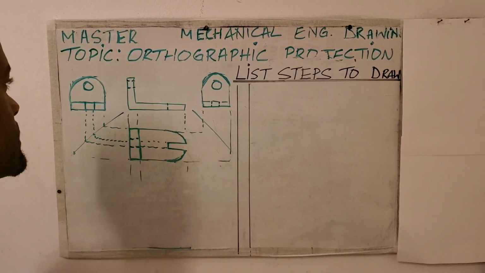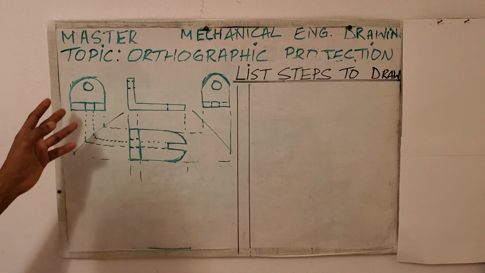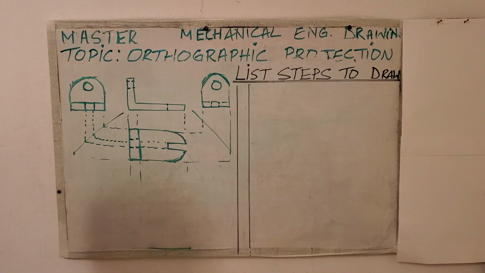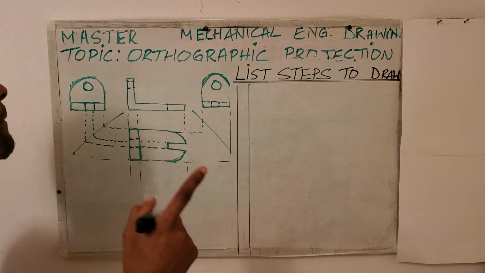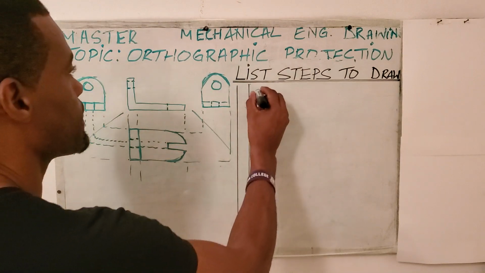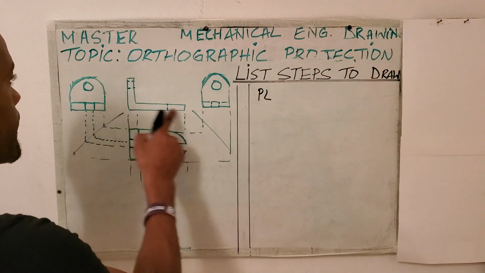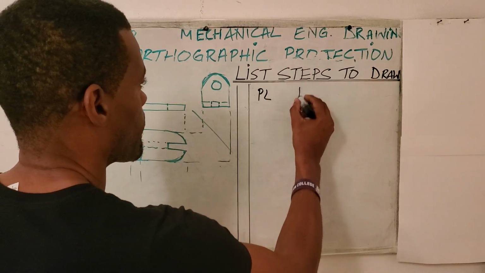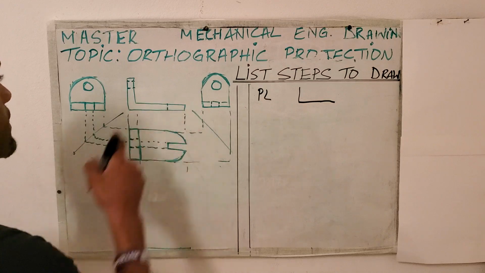Welcome back, guys. At the end of this video, you should know how to draw this orthographic projection in AutoCAD. The first step would be to draw an L. Use polyline, PL, and draw an L. Equivalent this length by that length.